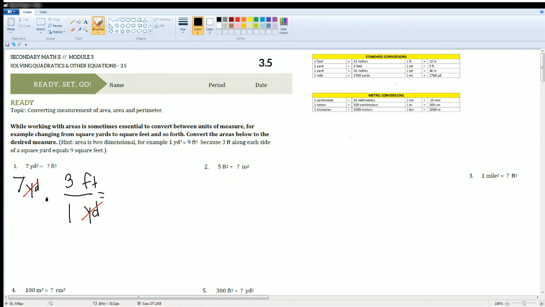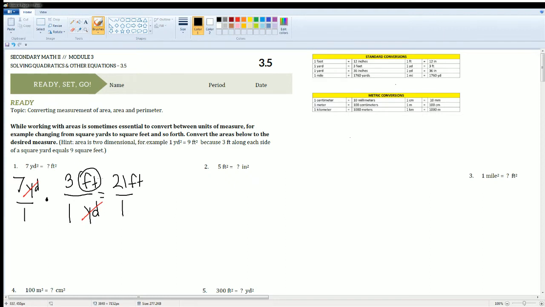When you multiply across, 7 times 3 is 21. There's really a number 1 here. 1 times 1 is just 1, but no one really writes it. And on top, you have feet left over. So 21 feet is your answer. Good. There's nothing left on the bottom.